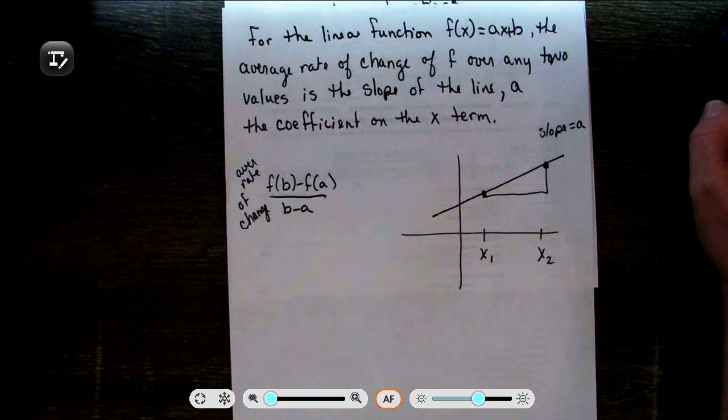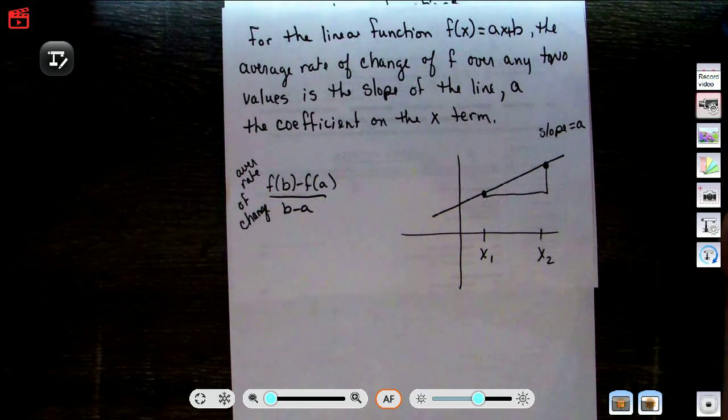Hopefully that makes sense. Hopefully you found this video useful. Again, I did make it somewhat short because linear functions are nothing more than straight lines, and you have seen straight lines for many years.